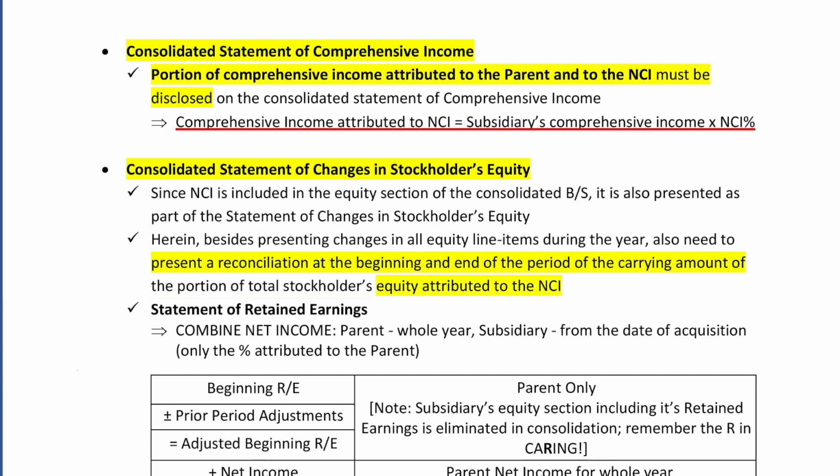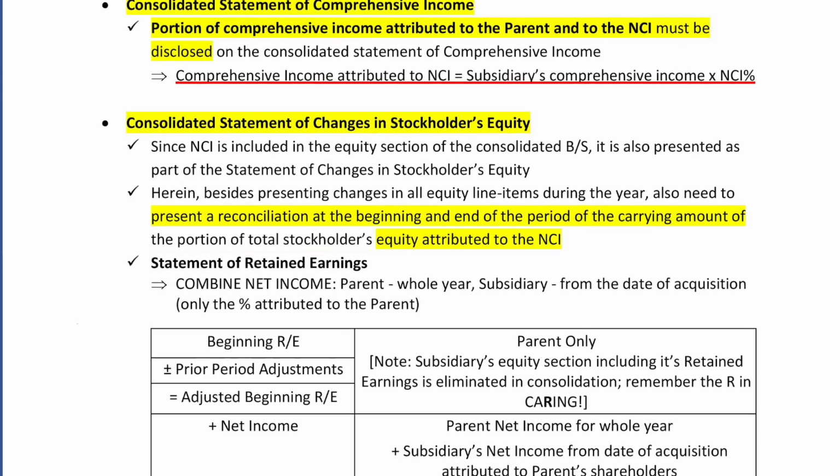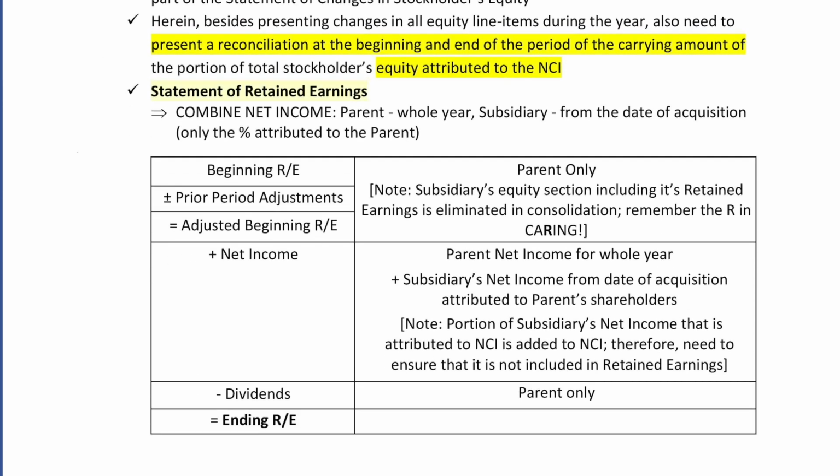So on this statement, we're going to have a reconciliation of the total equity, of the equity attributable to the parent and also of NCI. And then when we're looking at the statement of retained earnings, the beginning retained earnings is adjusted for any prior period adjustments, leading to adjusted beginning retained earnings. Now this is the beginning retained earnings of the parent only.